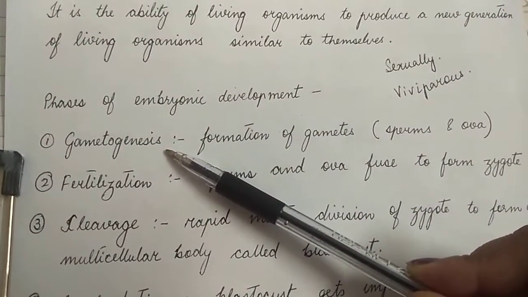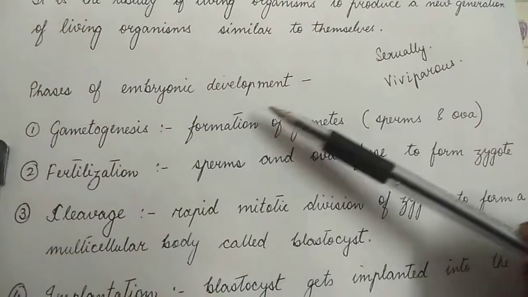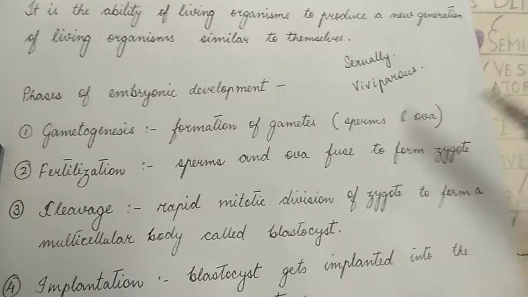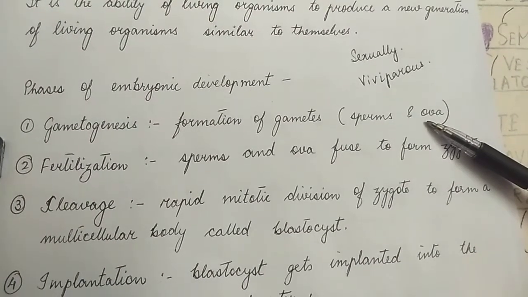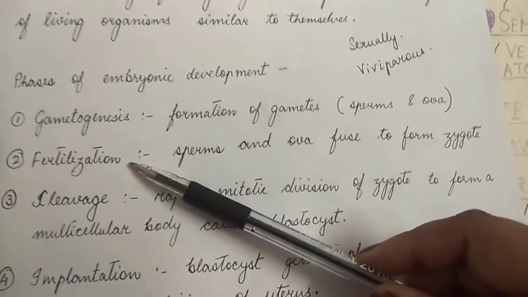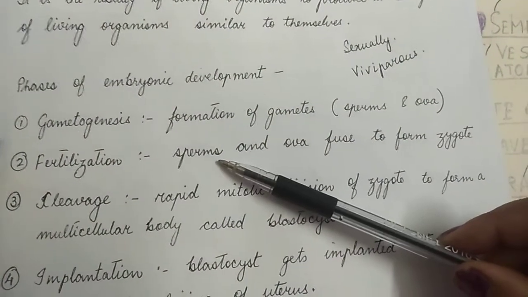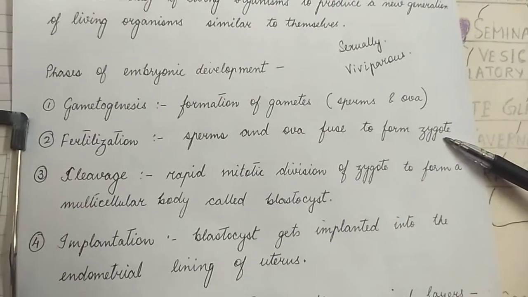Gametogenesis. Gametogenesis is the formation of gametes, that is, sperms and ova or egg. Next, fertilization. Fertilization is the fusion of sperms and ova to form the zygote.